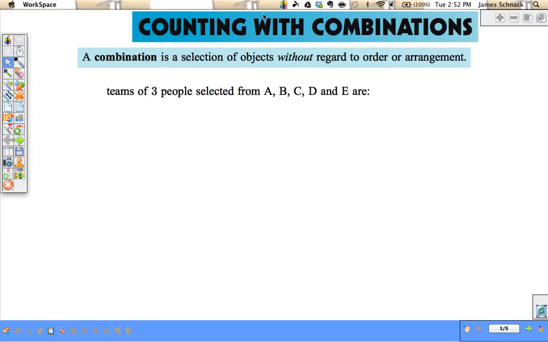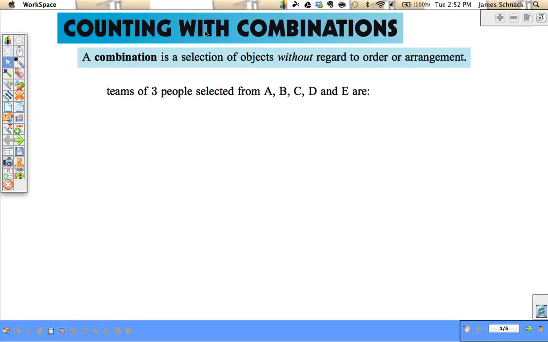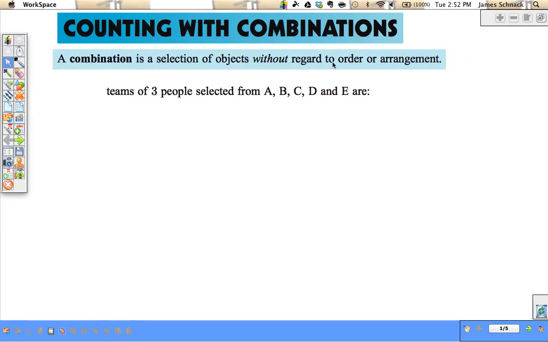All right, we are going to be counting again, counting the number of ways things can happen, but this time we're going to talk about the number of combinations. And combinations is what happens when we talk about selecting objects without regard to order or arrangement. So permutations are with order. Combinations are simply groups.